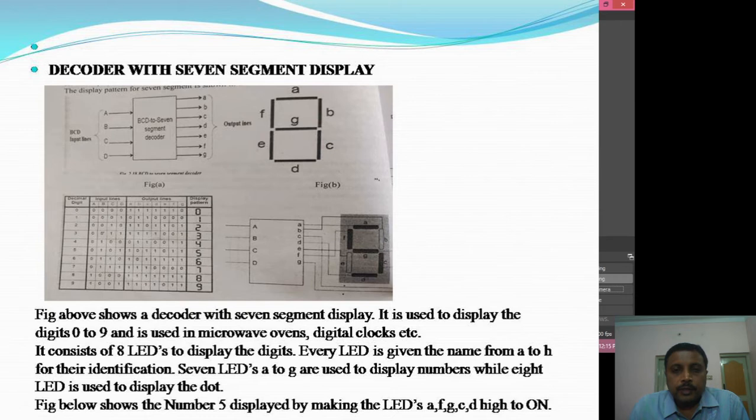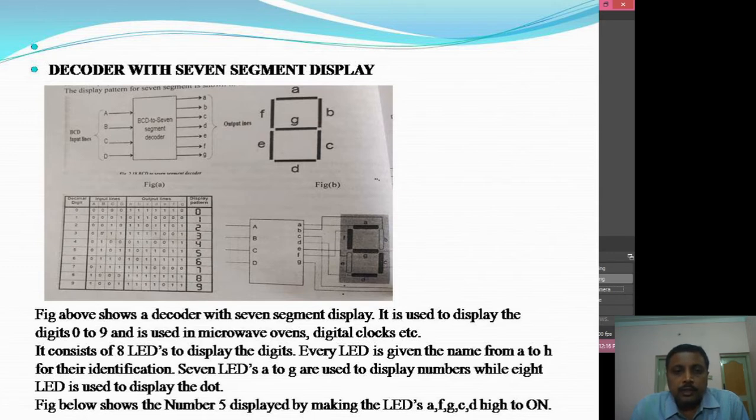Similarly, in order to display 3, the binary equivalent of decimal 3 is 0, 0, 1, 1. So 0, 0, 1, 1 are the inputs. In order for 3 to be displayed, we need A, B, G, C and D in a high state and the remaining in a low state.